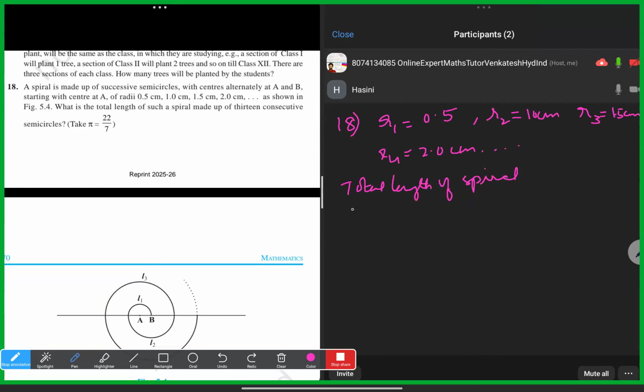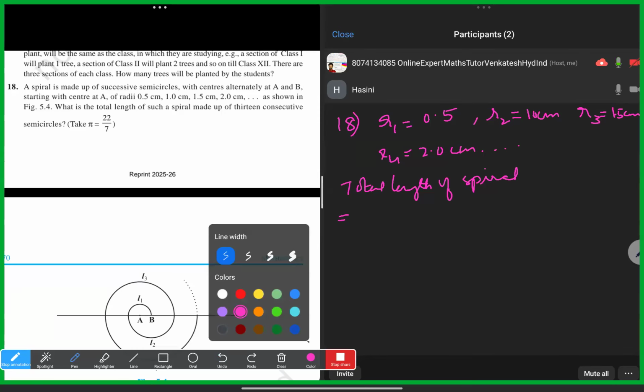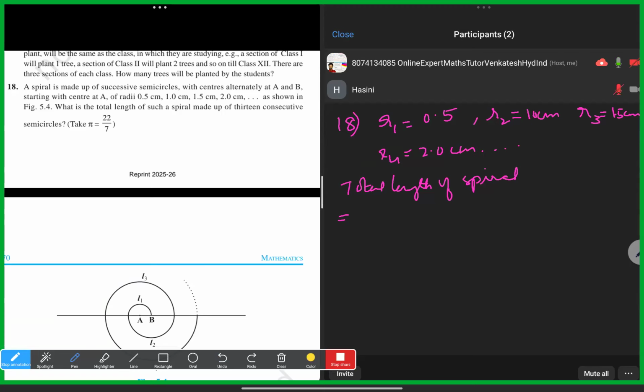Total length of the spiral is equal to... we know that 2 pi r is the circumference of a circle, Hasni, but this is a semicircle, half of that. So 2 pi r by 2, the 2s cancel, and we get pi r only. Pi r is the circumference of a semicircle, Hasni.